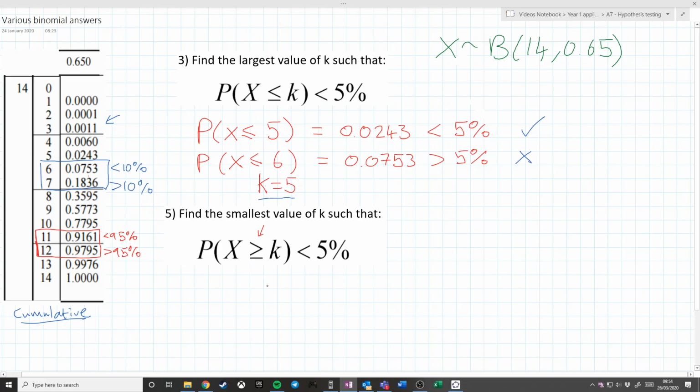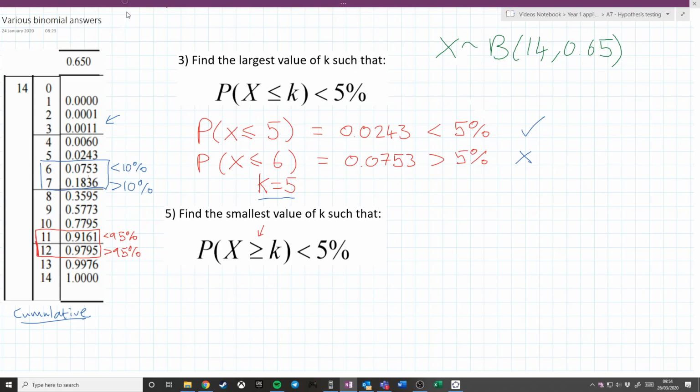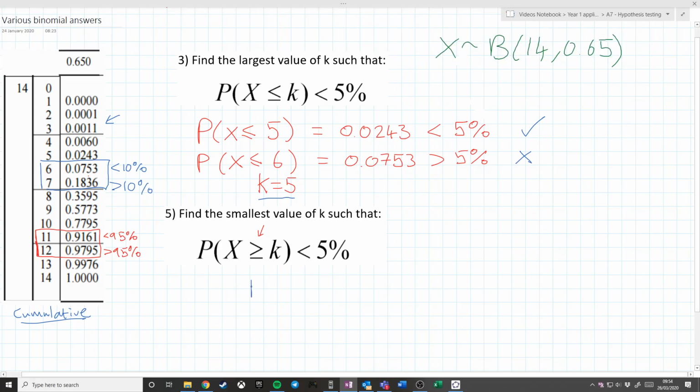I'm going to switch color, so I want to go to blue. The probability of x being less than or equal to 11 is equal to 0.9161. And that is less than 95%. The probability of x less than or equal to 12 is equal to 0.9795. And that is greater than 95%.